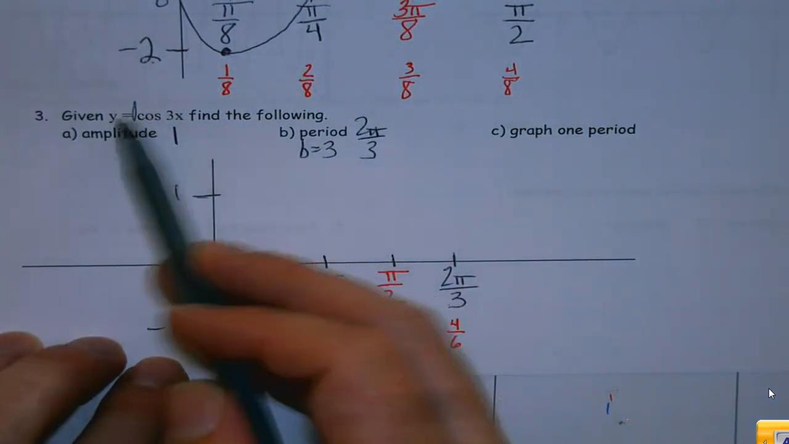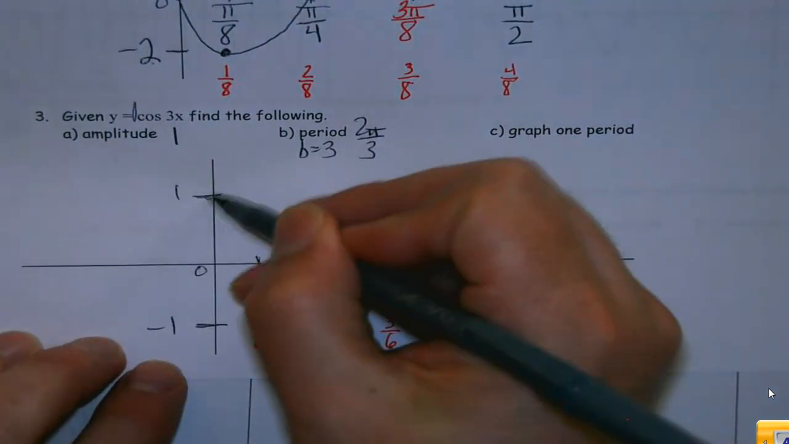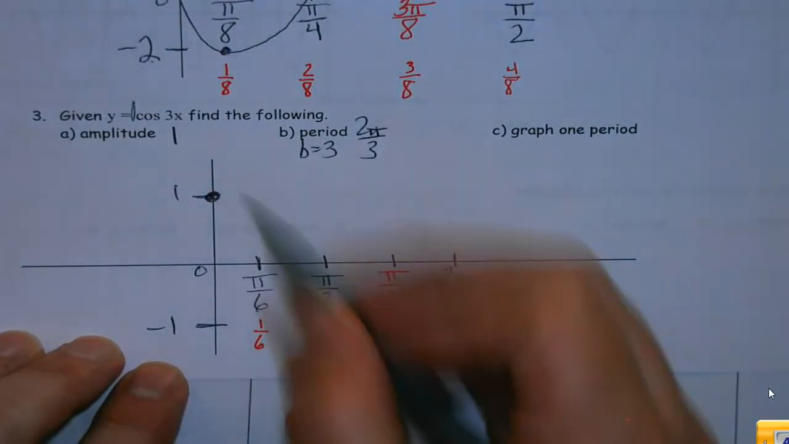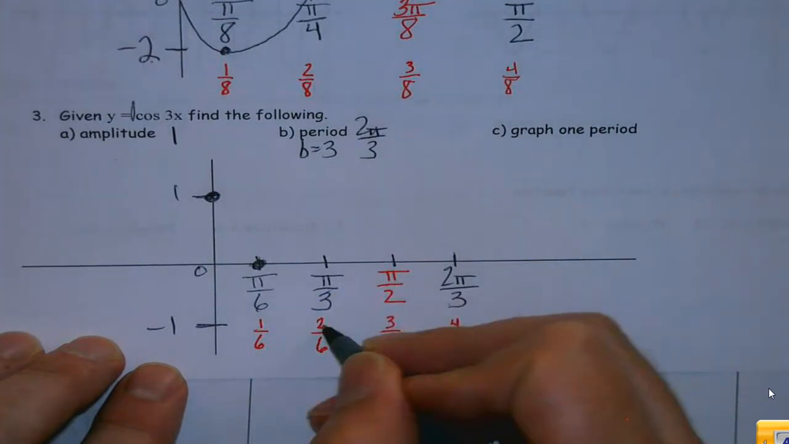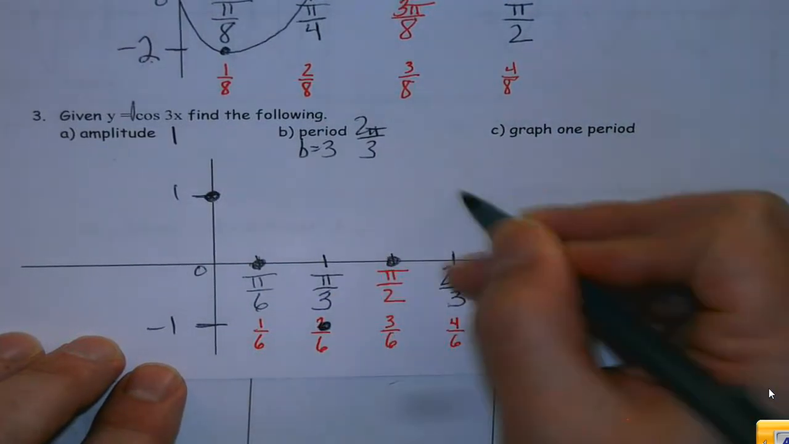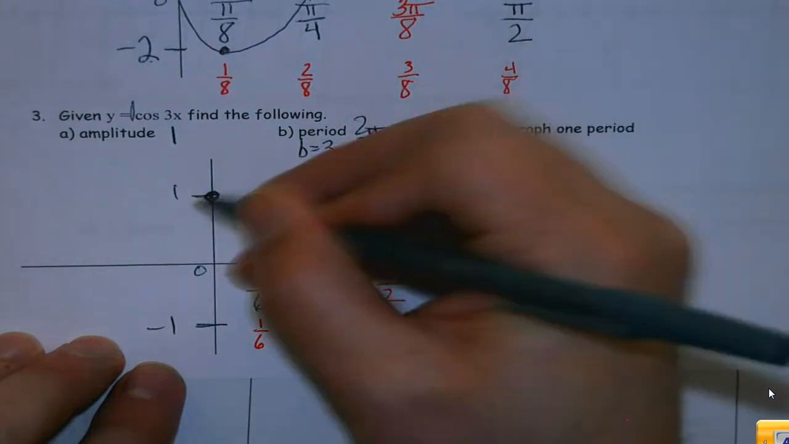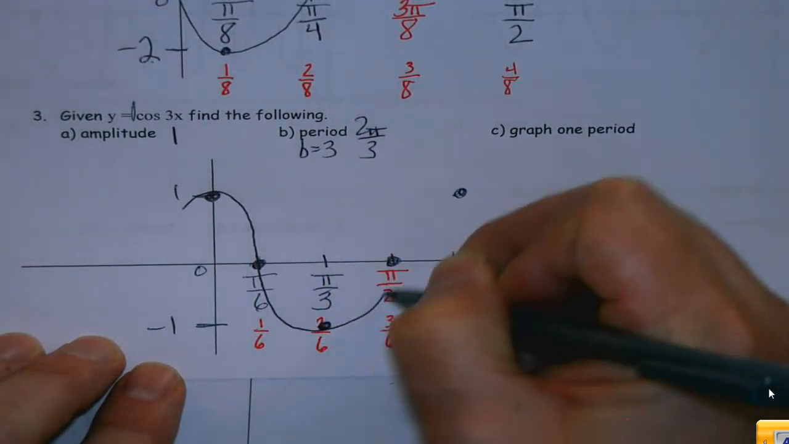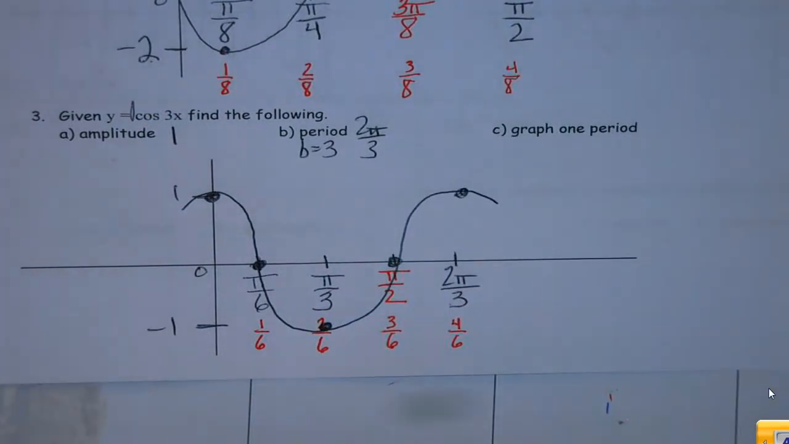Cosine, a value of 1, starting at the maximum, because again, we're looking for that U shape. Maximum, 0, minimum, 0, maximum. And we're trying to get a U. We're trying to avoid doing V. This isn't an absolute value function. So go curvy. And that should make us feel pretty good on that one.